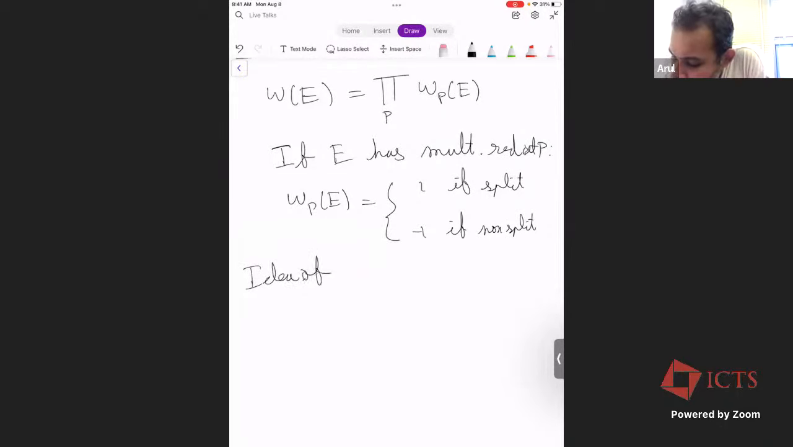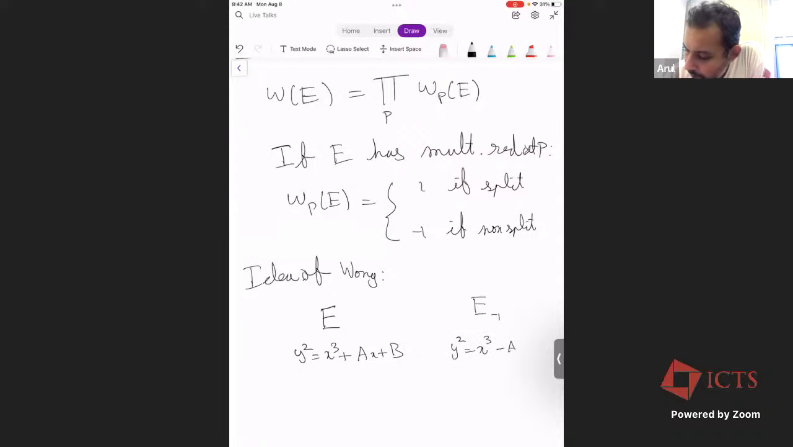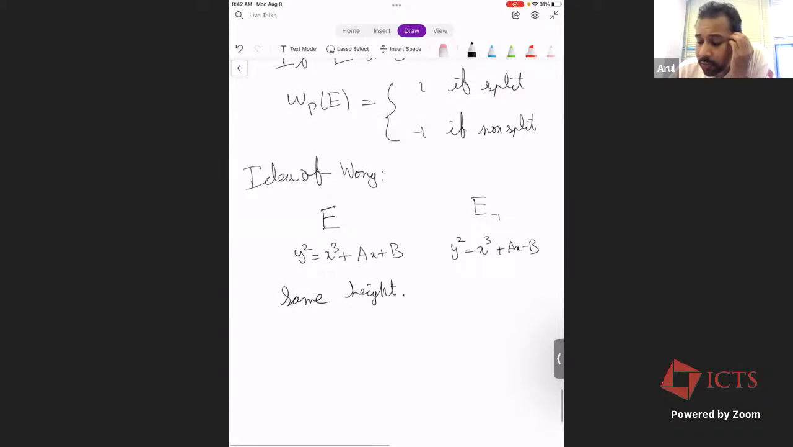due to Simon Wong, which is a very beautiful idea of his, which is essentially that if you take an elliptic curve E, and then you take its twist by -1. Now, these two curves have the same height. And what's more, it's very easy to compute the product of their root numbers. It's very easy to see how much the root number changes if you twist by -1.